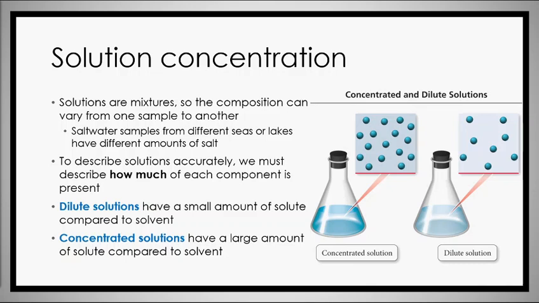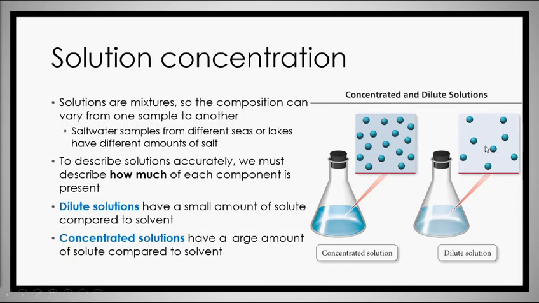When we talk about how much solute is in a given volume of solvent, we talk about the concentration. Dilute solutions have a little amount of the solute in a given amount of solvent, whereas concentrated solutions have a large amount of the solute in that given amount of solvent. Please note I said both times in a given amount of solvent. In both of these flasks we have the same volume, but in this concentrated solution we have a lot more atoms in that given volume, whereas in this dilute solution, same volume, there is less stuff.